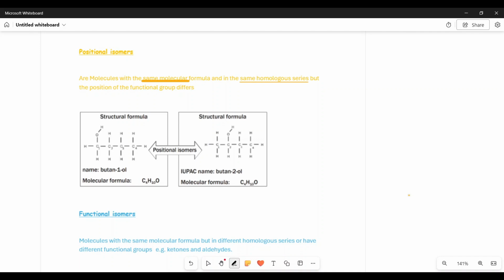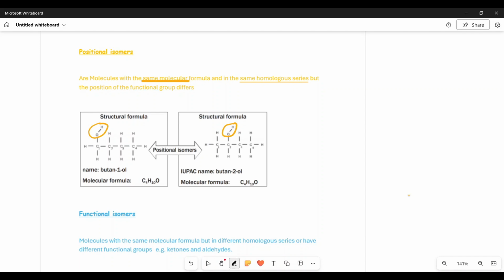Now here they've given us an example with this alcohol, right? So here, the OH functional group is on the first carbon, right? On the other compound, this is placed on the second carbon, right? So it's important for you to know that these two are still the same, right? This is still the same homologous series. The only difference is that the position of the functional group was moved to another carbon.